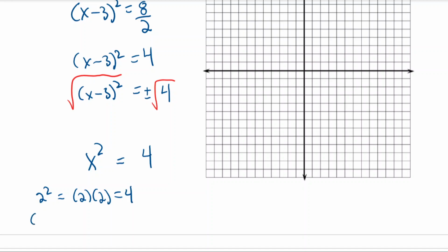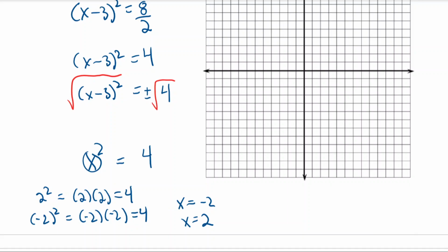Another way is we can go negative 2 squared. Negative 2 times negative 2 also equals 4. So you can see how when we do this, we're going to get x can be negative 2 or x can be positive 2. Right? When I put that in here, we're going to get 4 either way.